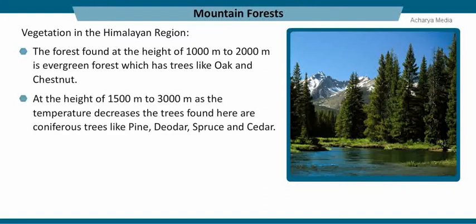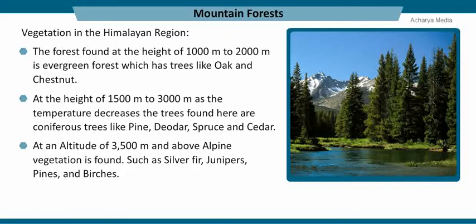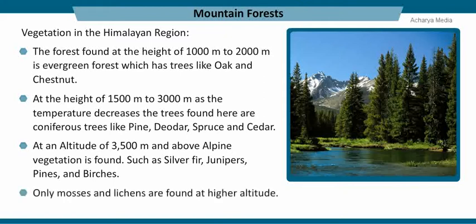At the height of 1,500 meters to 3,000 meters, as the temperature decreases, the trees found here are coniferous trees like pine, deodar, spruce, and cedar. At an altitude of 3,500 and above, alpine vegetation is found, such as silver fir, junipers, pines, and birches. Only mosses and lichens are found at a higher altitude.